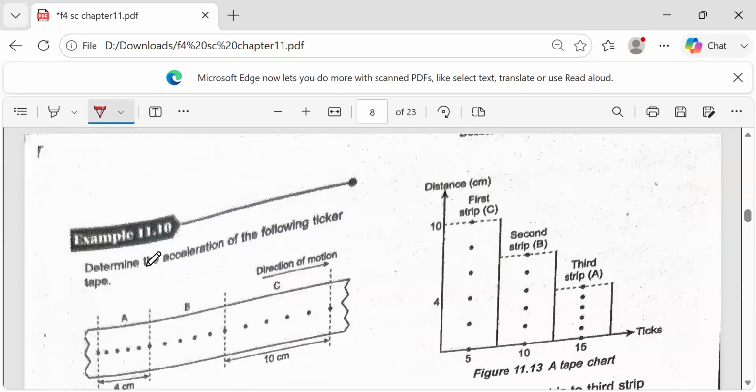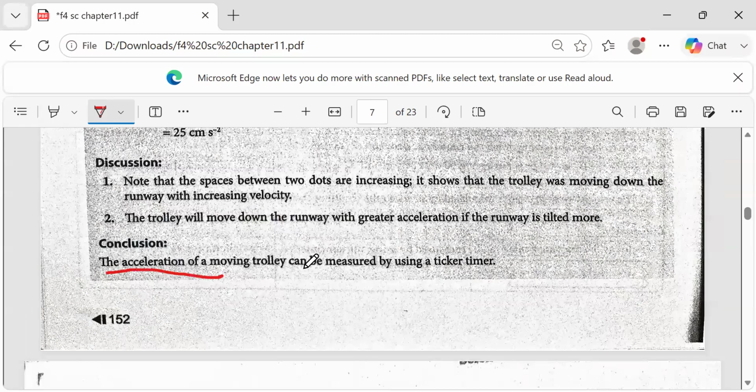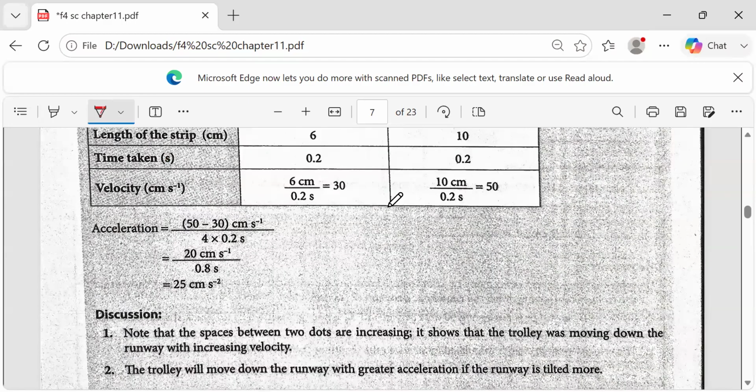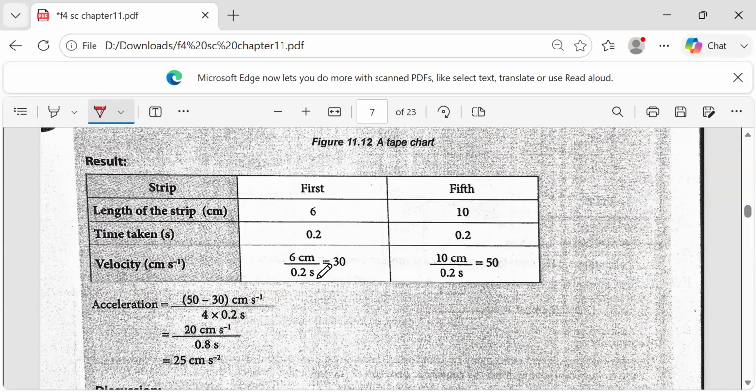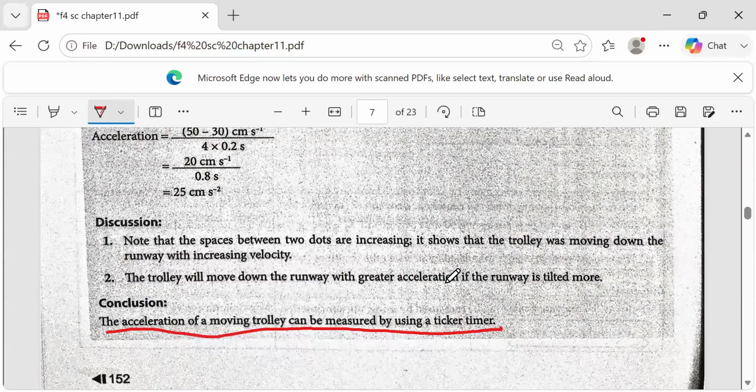So the acceleration of a moving trolley can be measured using a ticker timer. Okay, so we are increasing, the speed is increasing. From the first one is only 6 cm over 0.2 seconds. The second one is 10 cm over 0.2 seconds. So it's getting faster and faster. So it's accelerating. Okay?